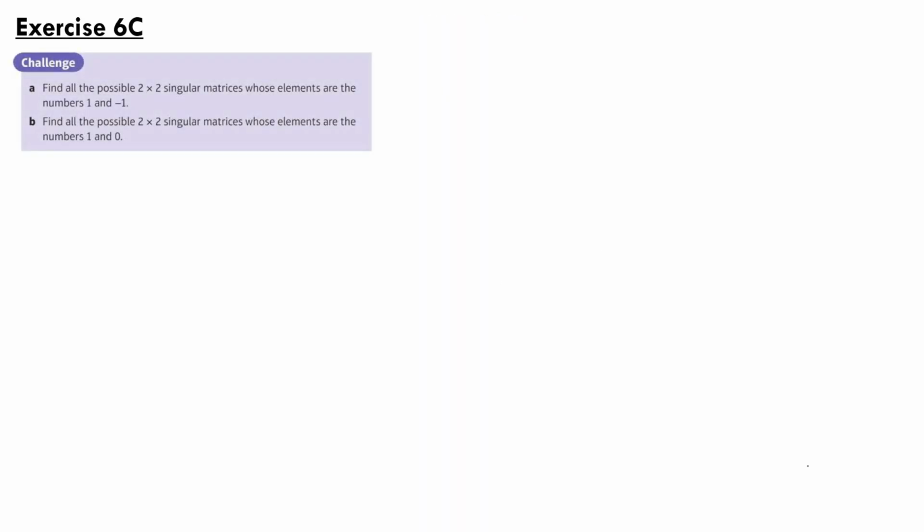Okay, now the next question is from exercise 6C. For part A, we're asked to find all the possible 2x2 singular matrices whose elements are the numbers 1 and minus 1. For part B, we're asked to do the same thing, but with the numbers 1 and 0 instead.